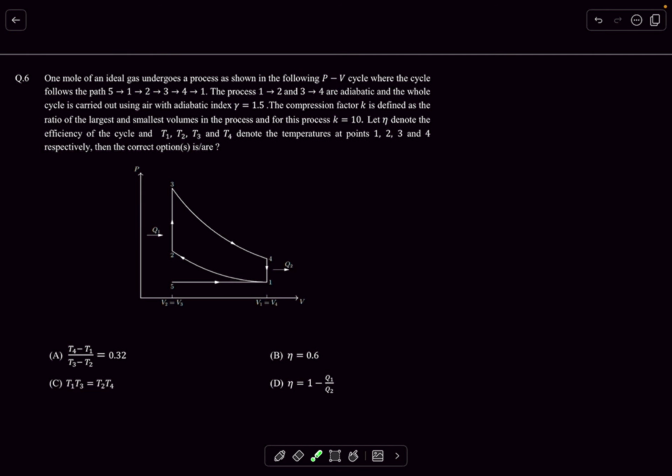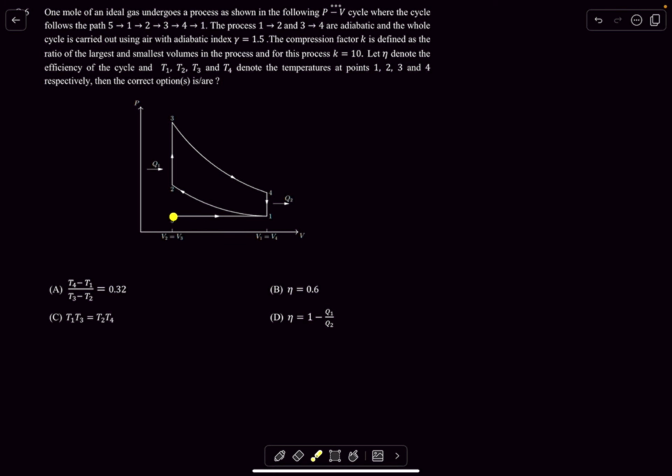So this problem is based on thermodynamics. We have a mole of an ideal gas that undergoes a process as shown in the following PV cycle, where the path follows 5, 1, 2, 3, 4, 1. So we start from the state V2 over here, then it gets expanded and then it follows this cyclic process.